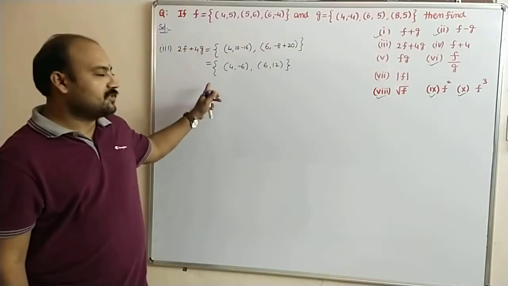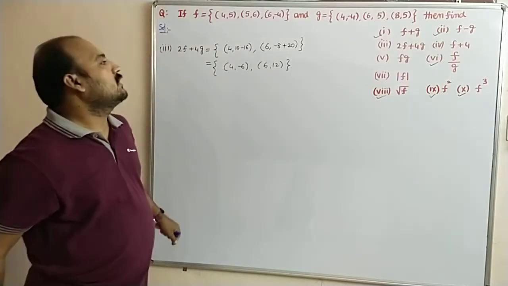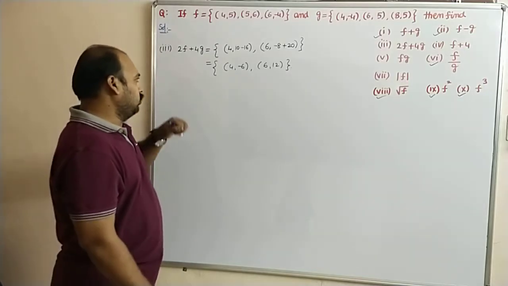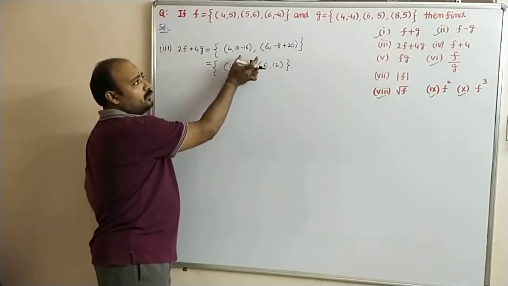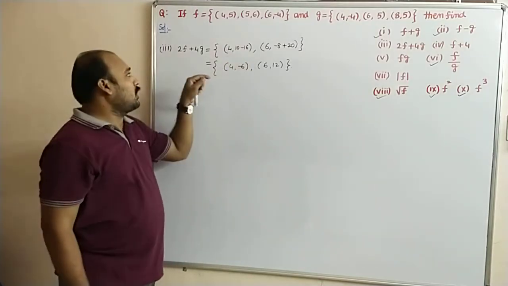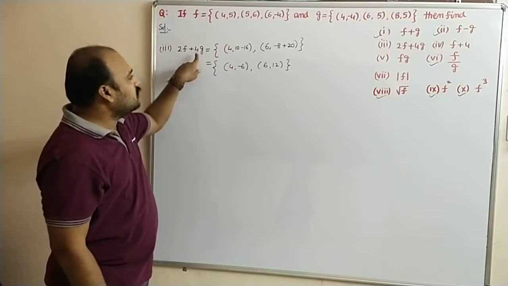Now, are you able to see clearly? Yes. See, here I wrote directly, no step. If you do not have, you are not able to understand this one. First, what you have to do, you can write the 2f value. After that, you can write 4g.